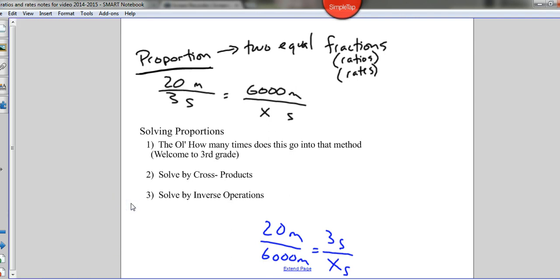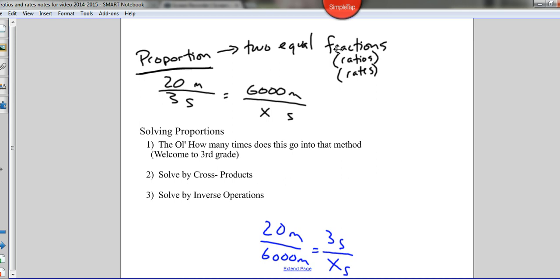A proportion, as we should know, is essentially two equal fractions, two equal ratios or rates. Any two fractions that are equal we can call a proportion. Typically, though, we will use this when we're talking about rates, when we know one rate and we're trying to figure out what that means in the long run.